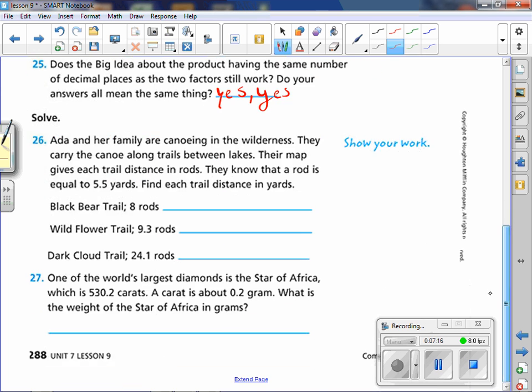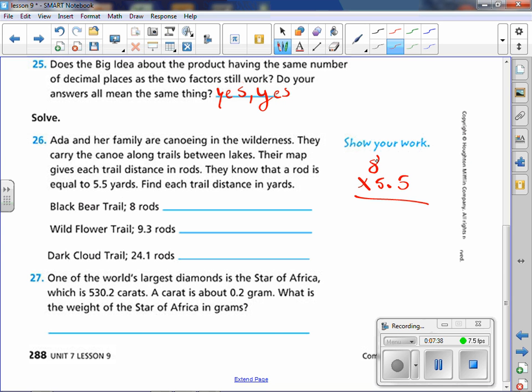Okay. Ada and her family are canoeing in the wilderness. They carry a canoe along the trails between the lakes. Their maps give each trail distance in rods. They know a rod is equal to 5.5 yards, so we're going to do some multiplying. We're going to find each distance. Black Bear Trail is 8 rods, so I'm going to take 8 and multiply that by 5.5.